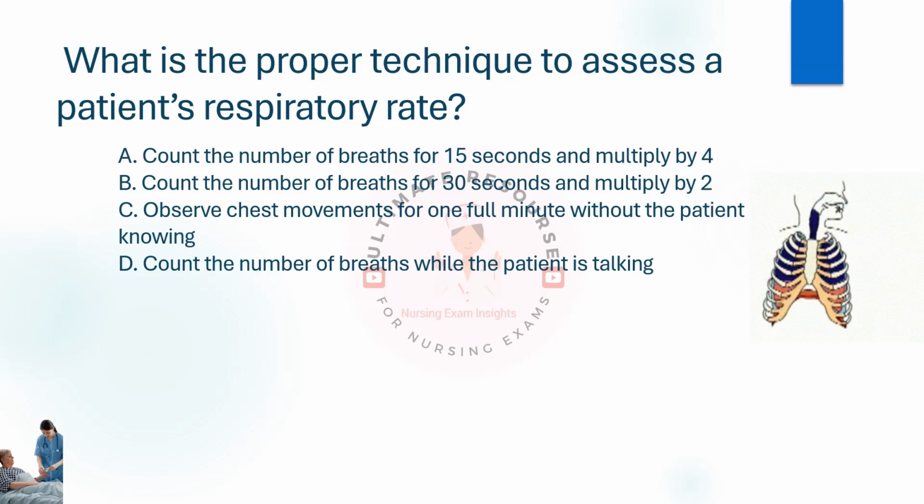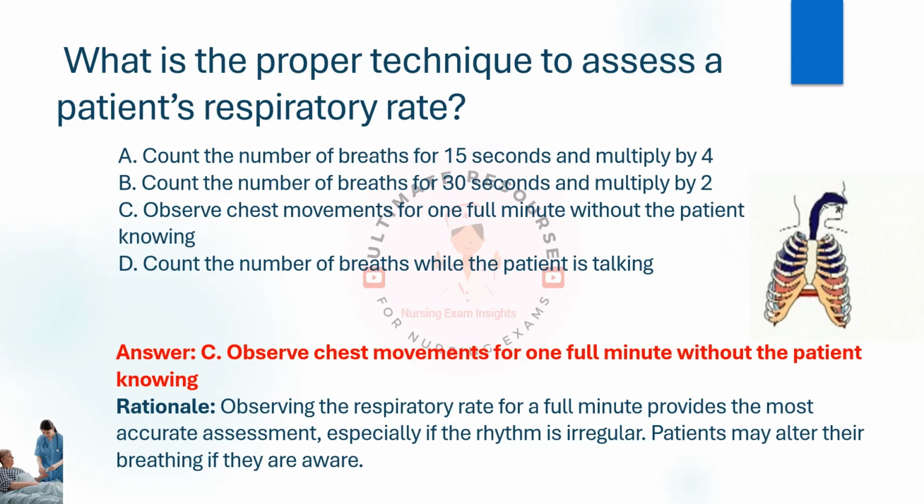What is the proper technique to assess a patient's respiratory rate? Options are A, count the number of breaths for 15 seconds and multiply by 4. B, count the number of breaths for 30 seconds and multiply by 2. C, observe chest movement for 1 full minute without the patient's knowing. D, count the number of breaths while the patient is talking. Answer is C, observe chest movements for 1 full minute without the patient's knowing. Observing the respiratory rate for a full minute provides the most accurate assessment, especially if the rhythm is irregular. Patients may alter their breathing if they are aware.